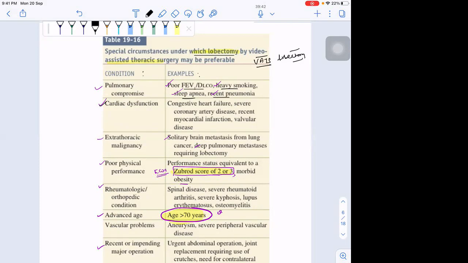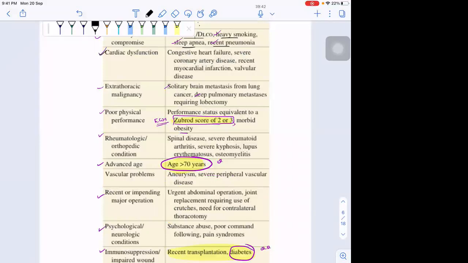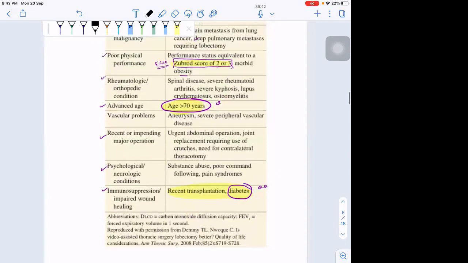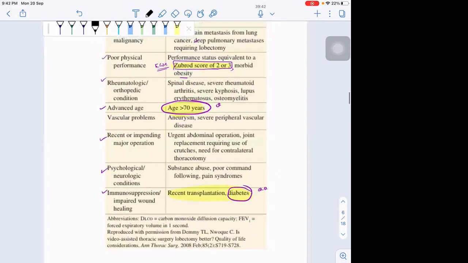So they are explaining these criteria, and they are telling about poor physical performance score, which is called the Zubrod score. A Zubrod score of 2 to 3, you can go for VATS. And morbid obesity, advanced age more than 70, vascular problems, recent or impending major operations, psychological or neurological conditions, immunosuppression or impaired wound healing. Especially recent transplantation, or diabetic patients, you can go for VATS.